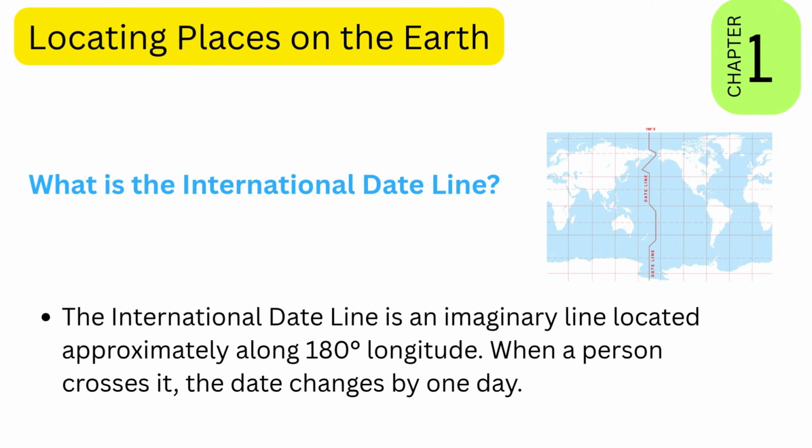Next question is, what is the international date line? The international date line is an imaginary line located approximately along 180-degree longitude. When a person crosses it, the date changes by one day. Remember, children, the international date line is mainly related to changing the date. When we cross it, the date moves forward or backward by one day, depending on the direction of travel.